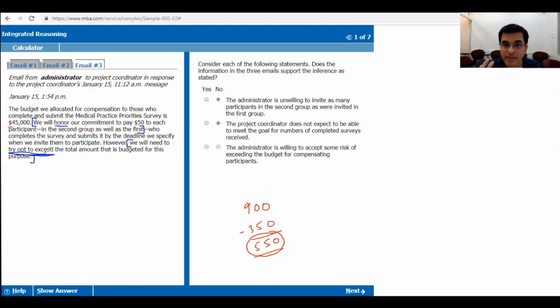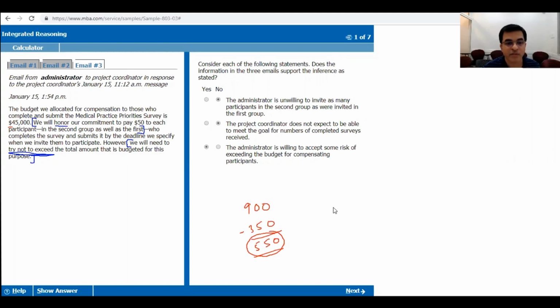He's not saying that. He's saying two things. First, he's saying we will honor our commitment. This is our budget. We'll honor our commitment. And second, try not to exceed. So he's just suggesting to him that when you plan to send out questionnaires based on what you know, probability this, that, make sure that we don't end up paying too much and overshoot our budget significantly. So overall, it's pointing to his willingness to accept some risk without any doubt, and the answer to this is yes.